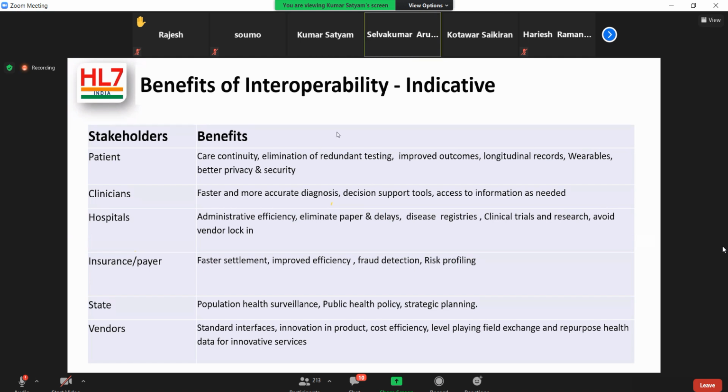Okay. Hi, Satyam. Hi. Could you give some example for interoperability in real time? Healthcare example or non-healthcare example? Healthcare example. Okay. So, for example, you have these lab reports, right?